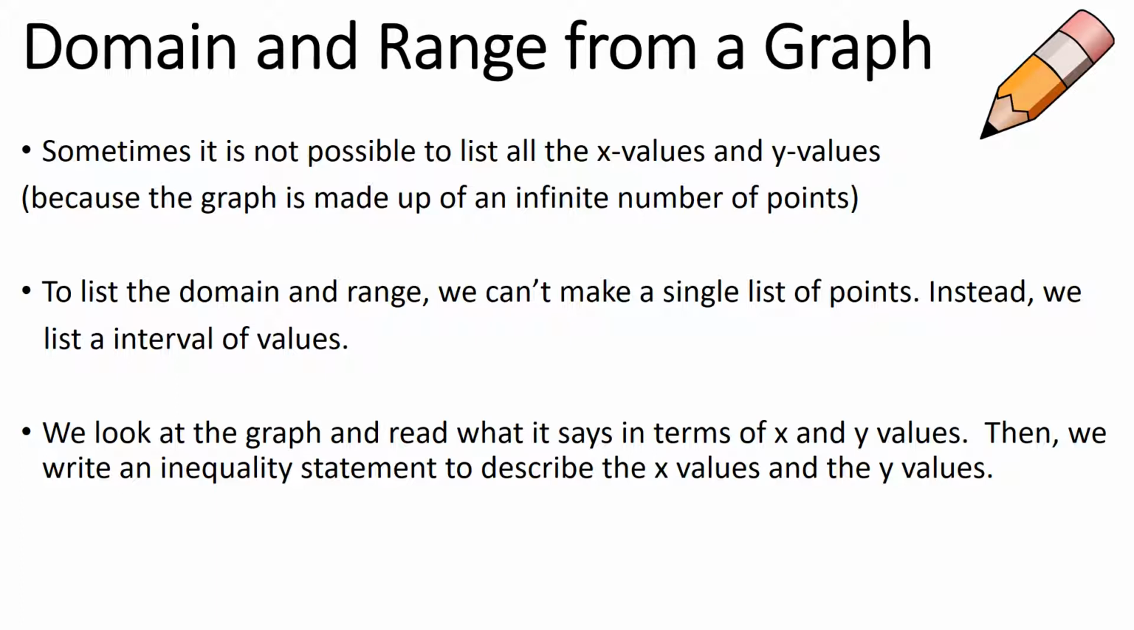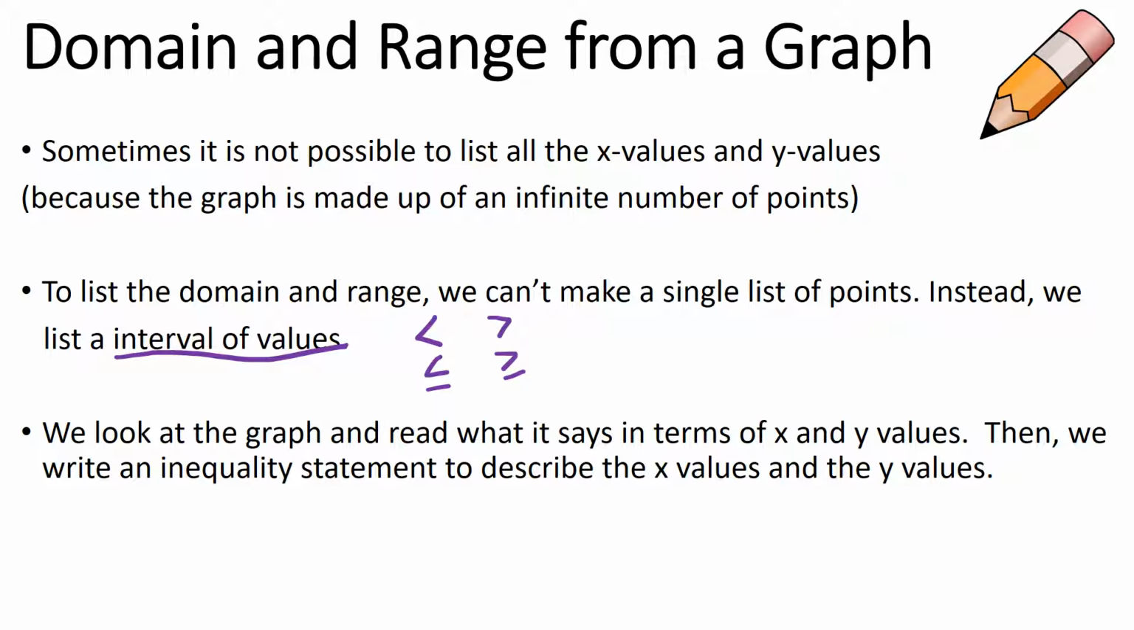So like the example we saw on the previous slide, we had ordered pairs, so we could just list what the x's were or what the y's were. So from a graph, if we have a continuous function or a curve, then we're not going to be able to just list all of the points. So in order to list the domain and range, we can't just list the single list of points. Instead, we're going to have to list them in an interval of values. Remember, interval notation is like less than or equal to, greater than or equal to. So we're going to use that notation to list our domain and range of the graph.